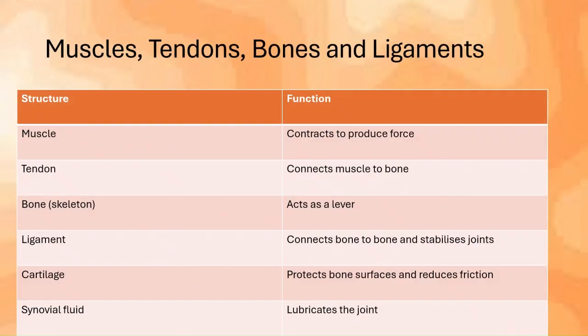Now we shall look at muscles, tendons, bones, and ligaments. Movement is dependent on the different interactions between several specialized structures. Muscles generate the force for movement. Tendons attach muscles to bones so that force can be transmitted efficiently. Bones of the skeleton act as levers, allowing movement when pulled by muscles. Ligaments connect bone to bone and prevent excessive or dislocating movement.